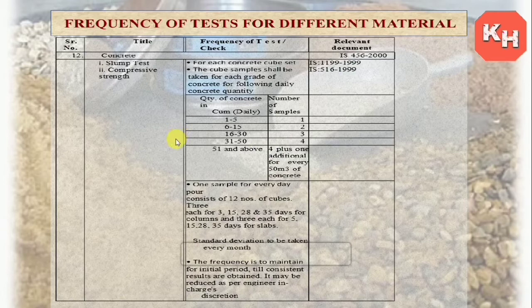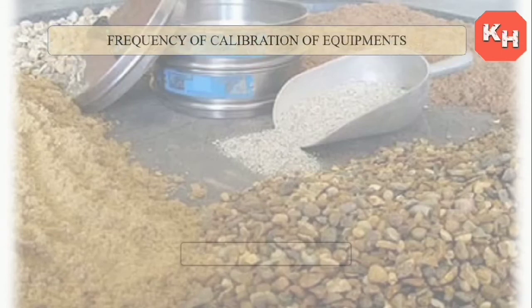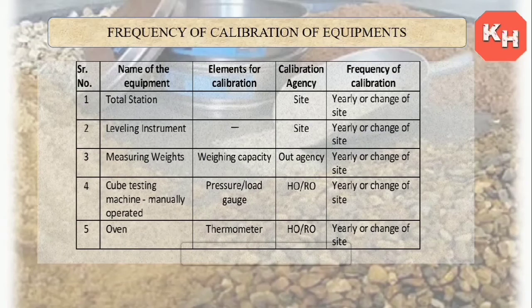Now consider this: whenever we purchase or buy concrete from RMC or other sources, or from our own batching plant also, we have to take a slump test first. Then for compressive strength, as mentioned, per cubic meter: 1 to 5 one sample, 6 to 15 two samples, 16 to 30 three samples, 31 to 50 four samples, 50 and above 4 plus additional one sample per 50 cubic meter. This is as per IS 456-2000, IS 1199, IS 516-1999.